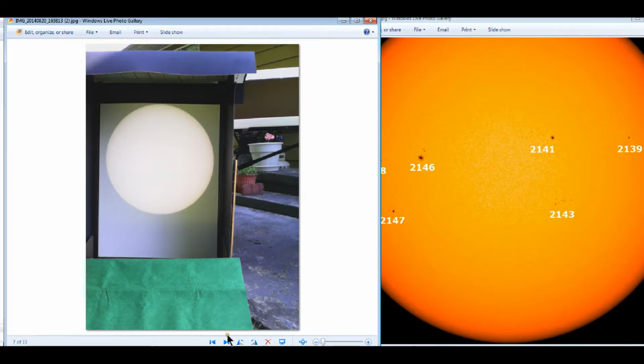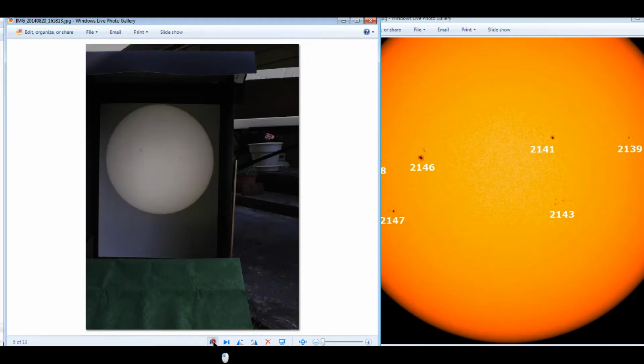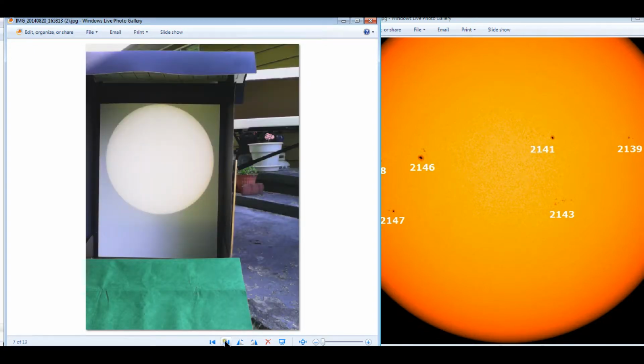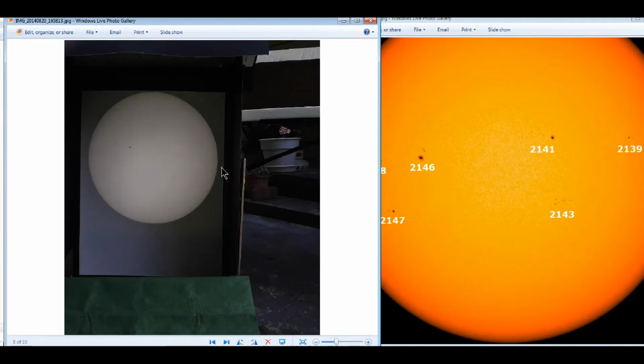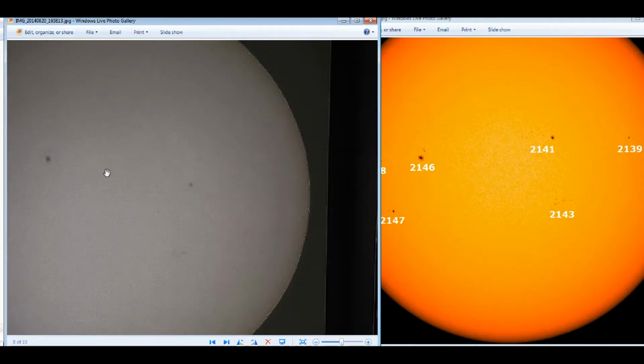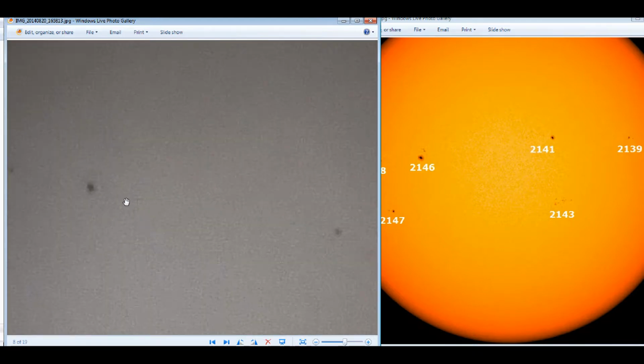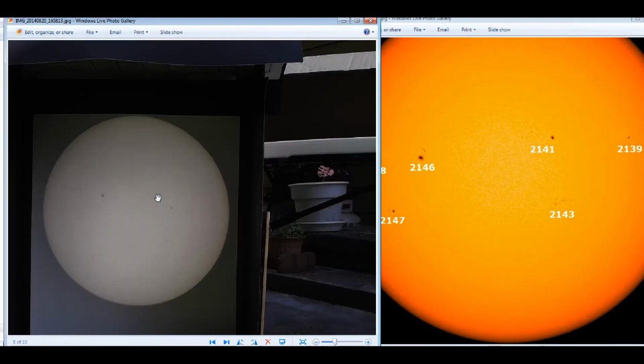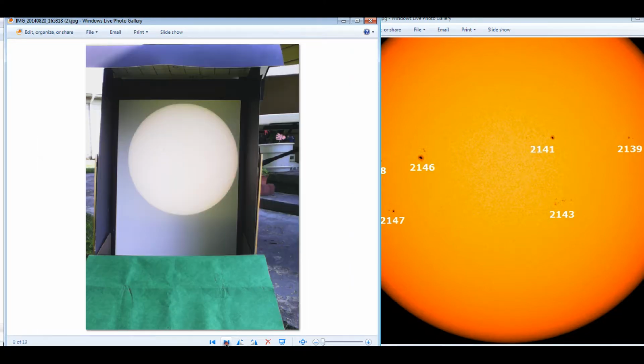Then what I do is I just use the Windows Live Photo Gallery. I don't have any special software. And you can see the comparison, one before, after, before, after. Okay, so I zoom in on the after, and you can see the details. And this particular image is not that great, but you can see what I do to bring out the detail.